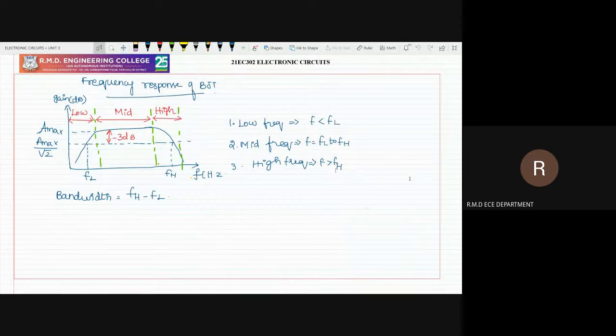Welcome students. Today we are going to discuss the frequency response of BJT, which is in unit 3, frequency response of BJT and MOSFET. It is the first topic of your unit 3.